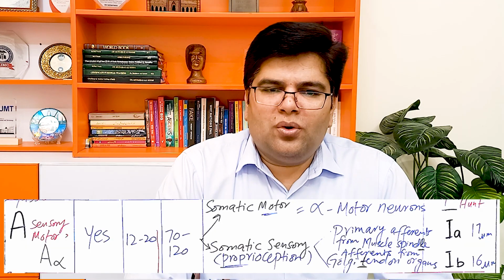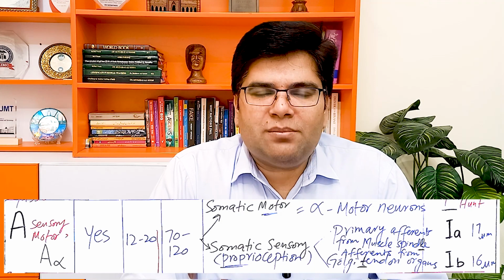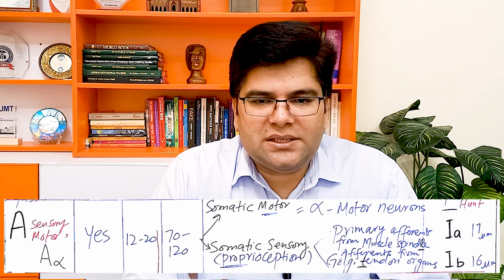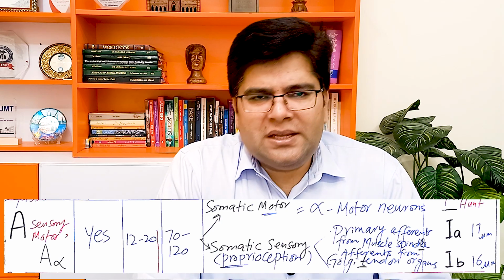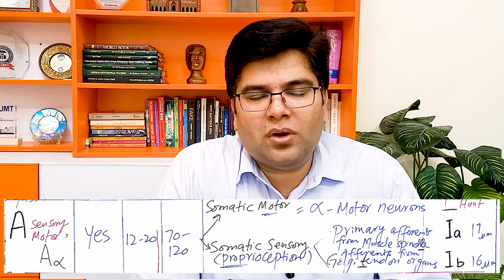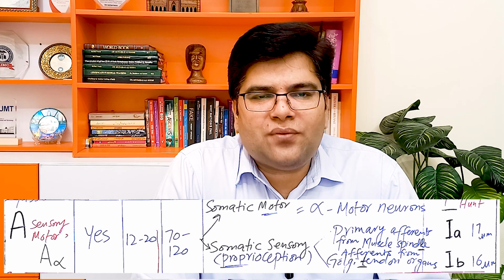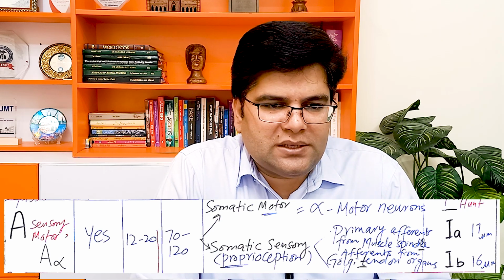A alpha are both motor as well as sensory. Alpha motor neurons, which supply skeletal muscle fibers, come in this category. Then we also have somatic sensory nerve fibers, which are proprioceptive nerve fibers, detecting signals from muscle spindles. These are primary afferent nerve fibers belonging to 1A category of sensory classification, and then afferents from Golgi tendon organs, 1B nerve fibers in the sensory classification.